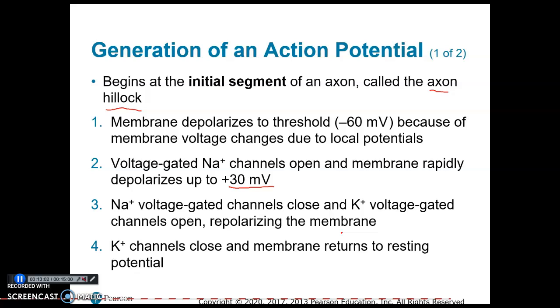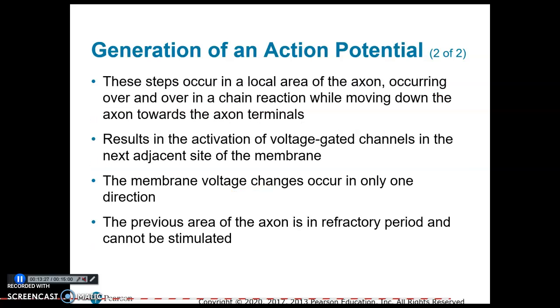Now, at the positive 30 mark, the sodium voltage-gated channels close, potassium voltage-gated channels open, and they respond to that positive 30 millivolts. And that's going to repolarize the membrane or cause it to go in a more negative direction. And then the potassium channels will close and the membrane will return to resting potential at negative 70. These are the steps.